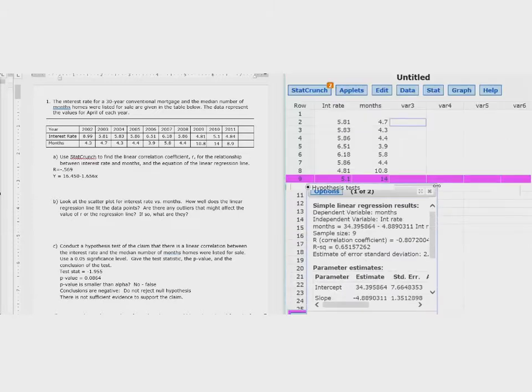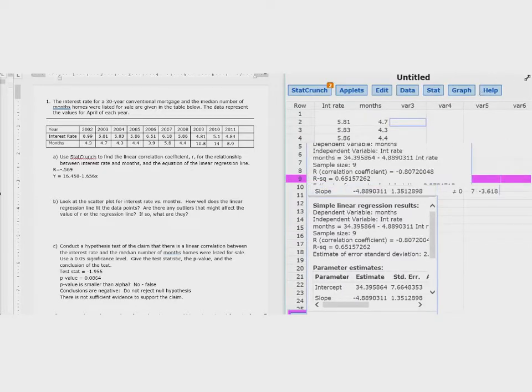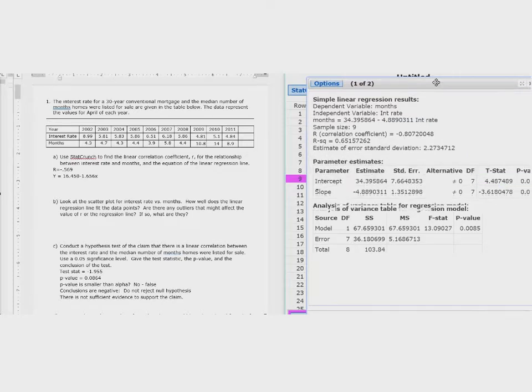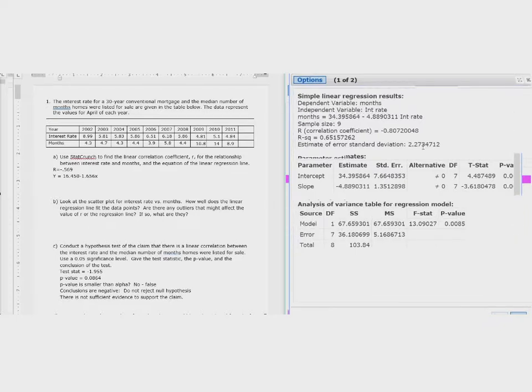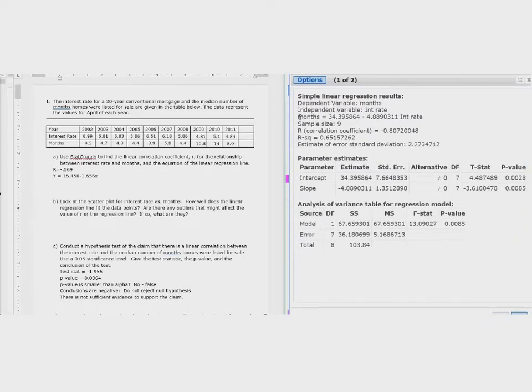I'm just going to go ahead down here and click compute. And then it gives me everything I want just by doing that one procedure. So what we have here, here's our regression equation. Our correlation coefficient this time is quite a bit higher. Before it was negative 0.569, and this one it's negative 0.807. So it's closer to -1, which means it's a better relationship.